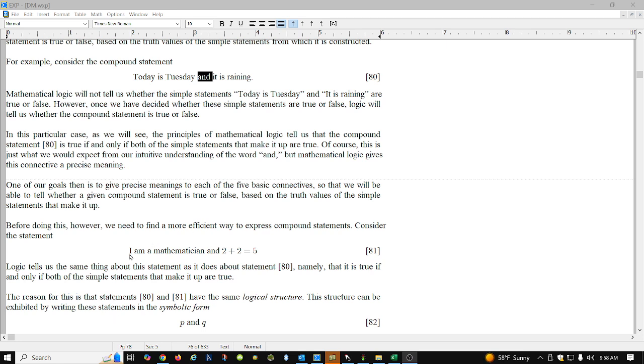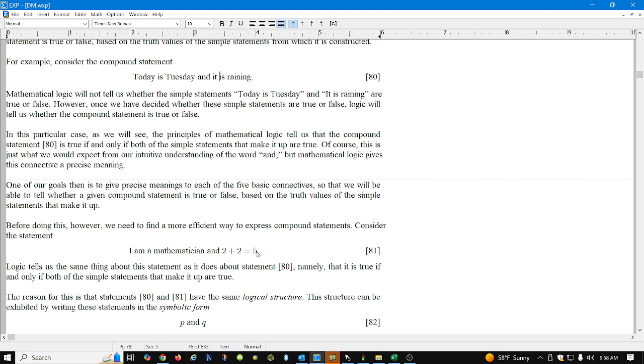So look at this statement. I am a mathematician and 2 + 2 = 5. Well, if you compare that with the previous statement, today is Tuesday and it is raining, these two statements have the same logical structure. Simple statement and simple statement.